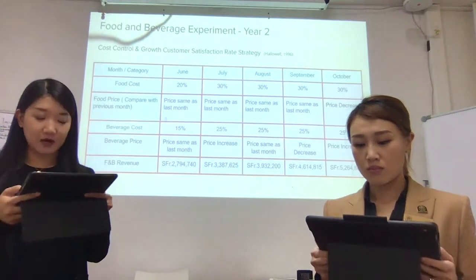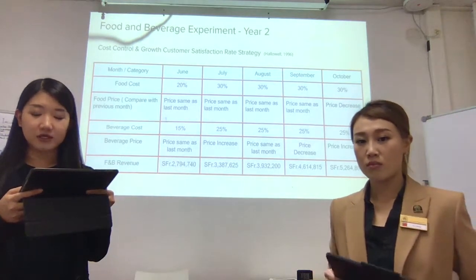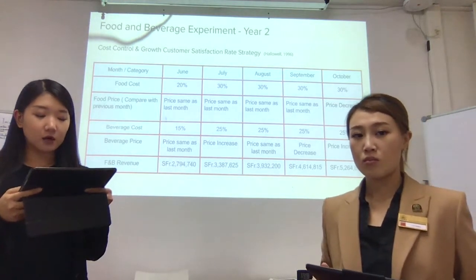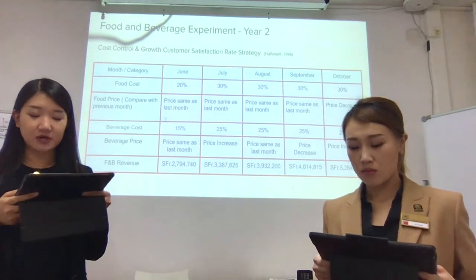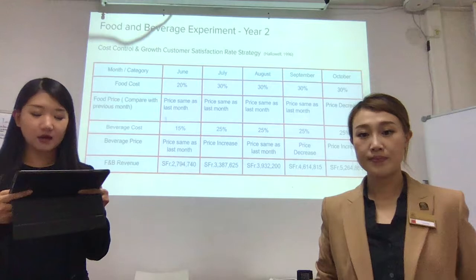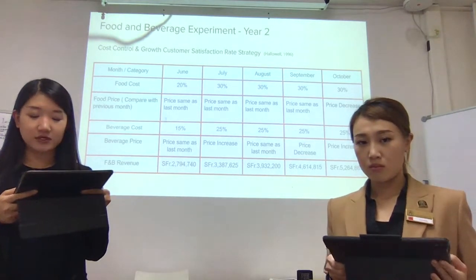For the food and beverage department, we made an experiment in year 2. In year 1, we had low quality food and beverage in the restaurant, with low cost based on the cost control strategy. Our customers complained that the food quality was bad and that the hotel offered only limited service. Therefore, we chose to increase the food and beverage quality in the department.